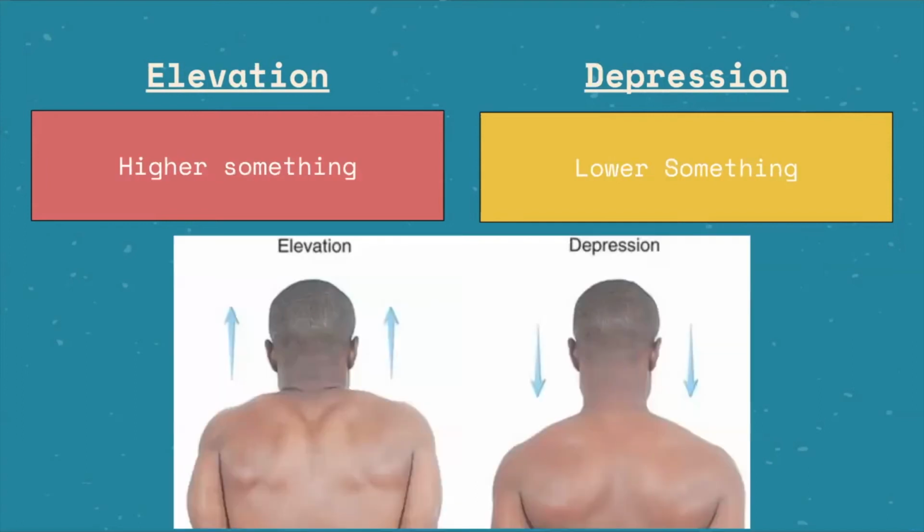Okay. So we have elevation and depression. So elevation, like elevator, bringing something higher. And then we have depression, which would be lowering something. So in this picture, when we bring our shoulders up, it's elevation. And when we bring them down, it's depression. We're lowering our shoulders. Any questions?